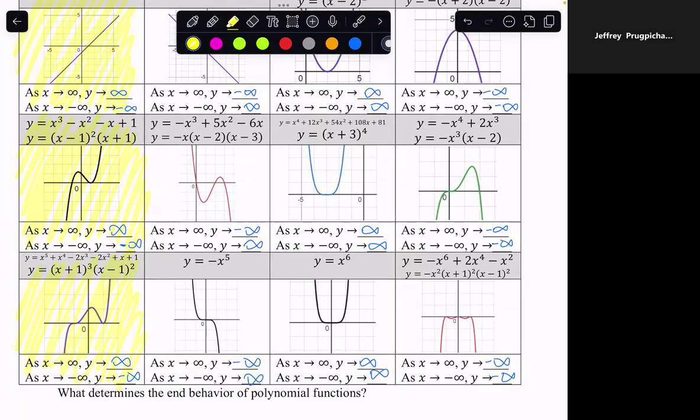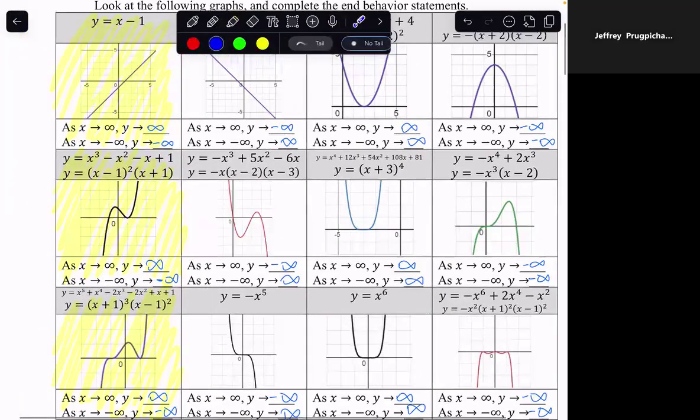This left column all has the same end behavior, and you can see from the graph, they all have the same general shape. They all point to the top right, and they also point to the bottom left. The fact that they share the same end behavior means that they should have something in common in terms of the equation.